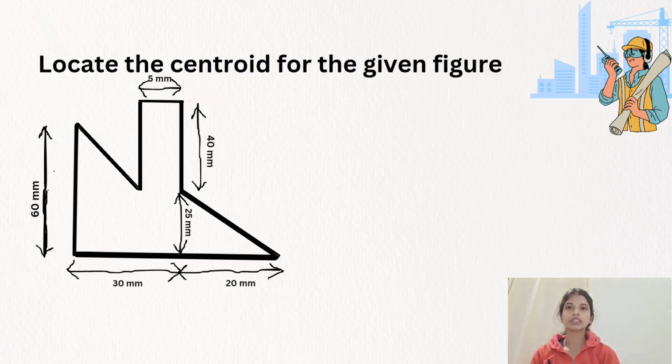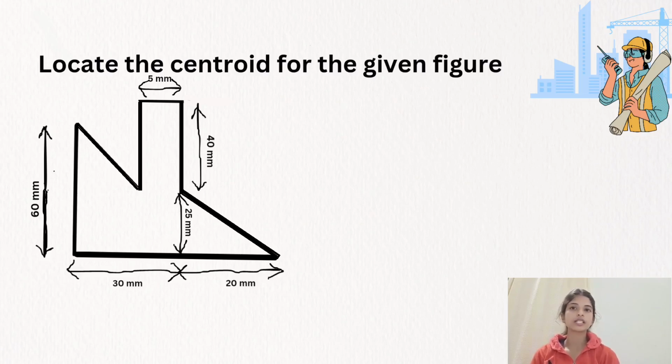The given question is to find the centroid of the figure, and step 1 says we have to check for the reference axis. If we don't find any such reference axis provided, we have to consider the leftmost part of the figure as y-axis and the bottommost part of the figure as x-axis. Later, we have to check for the symmetry of the figure.